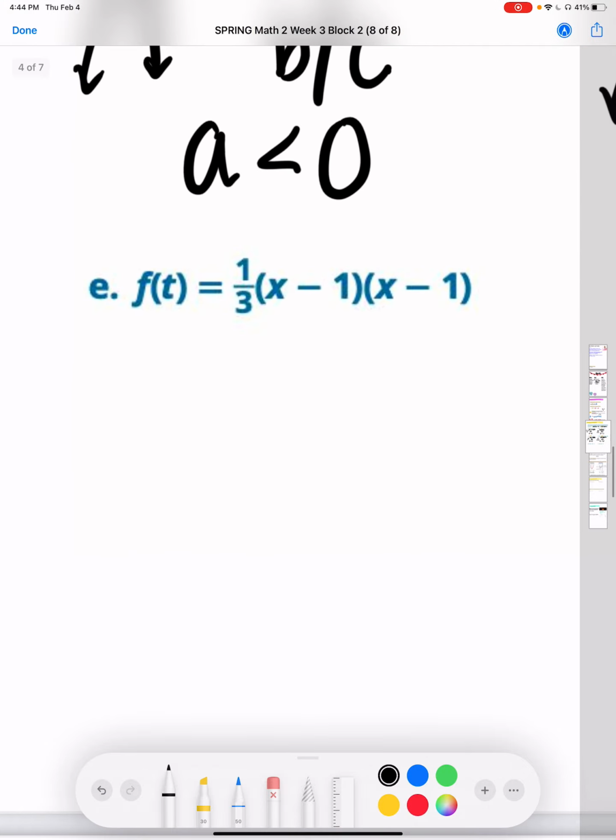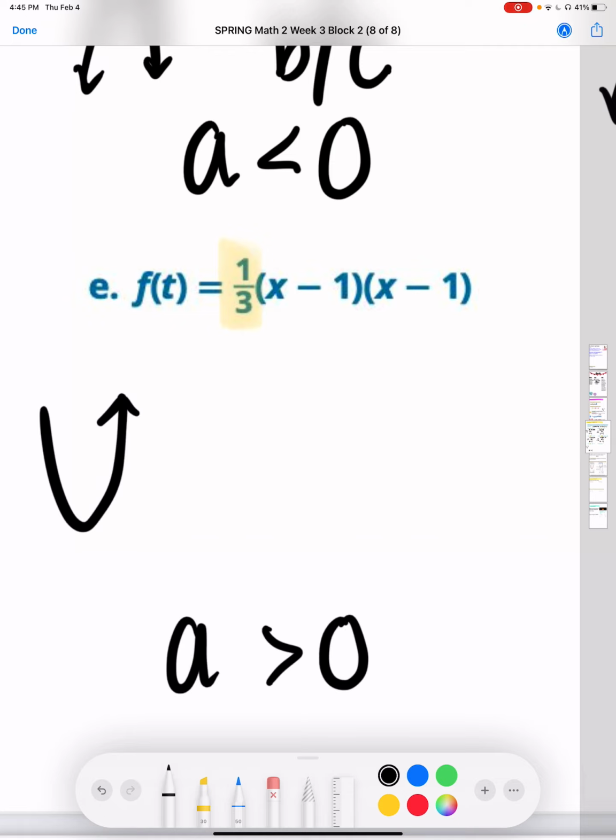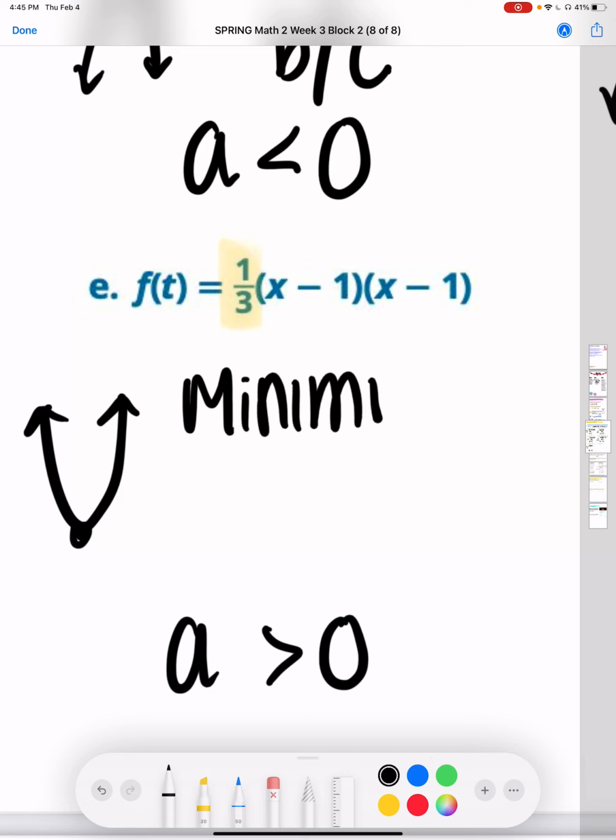Next example is also factored form. We have the 1/3. That is a value that's greater than 0, so it means it's positive. The parabola is facing up. We have a minimum, because a is greater than 0.